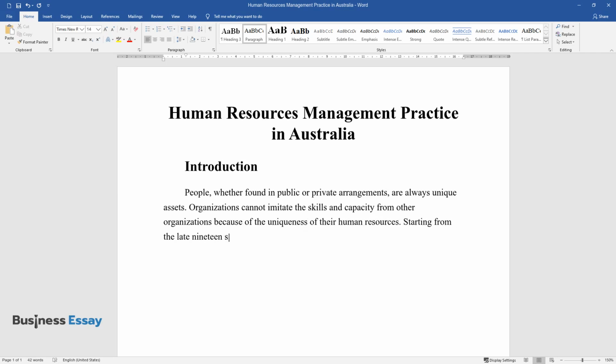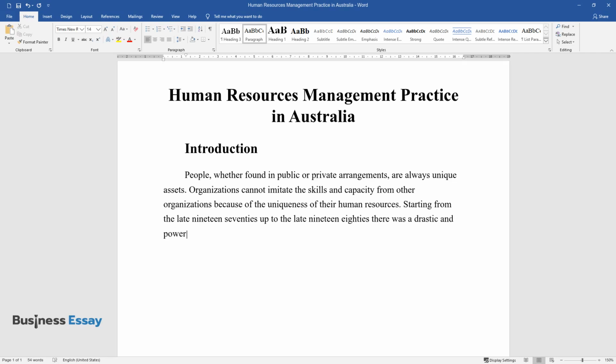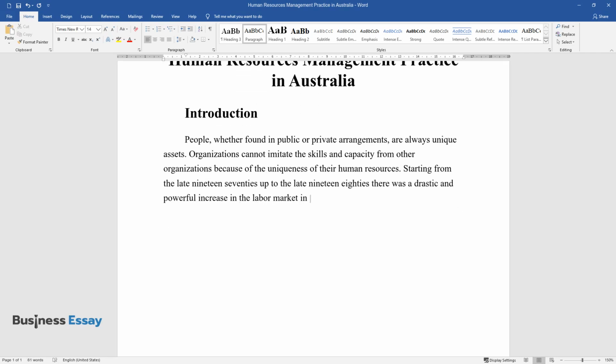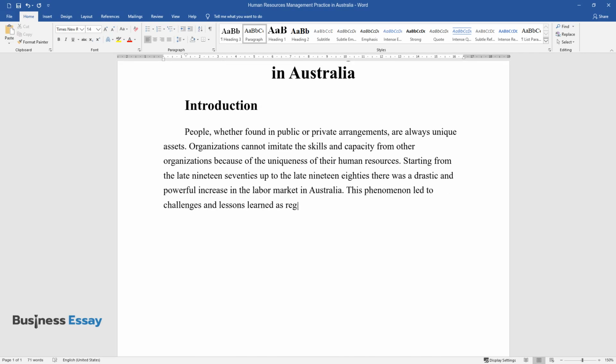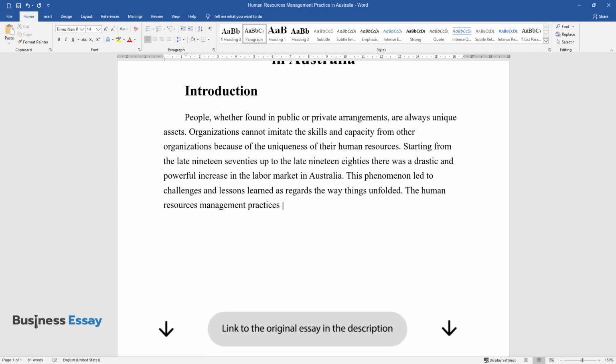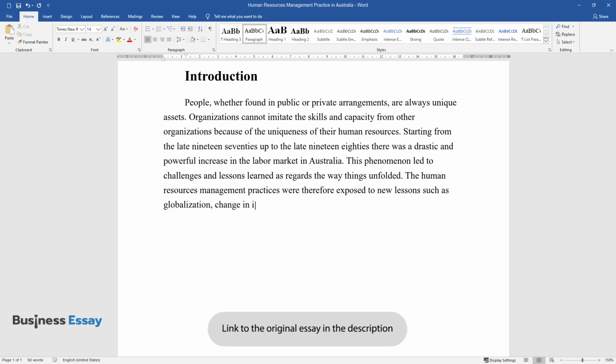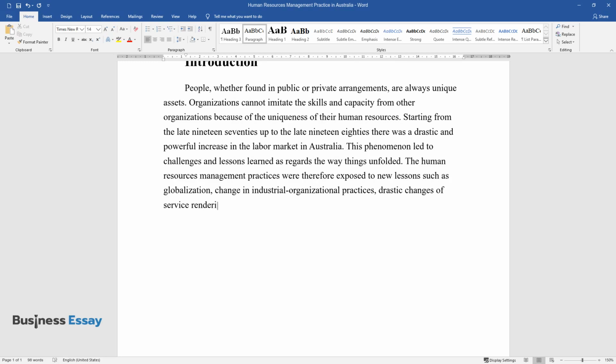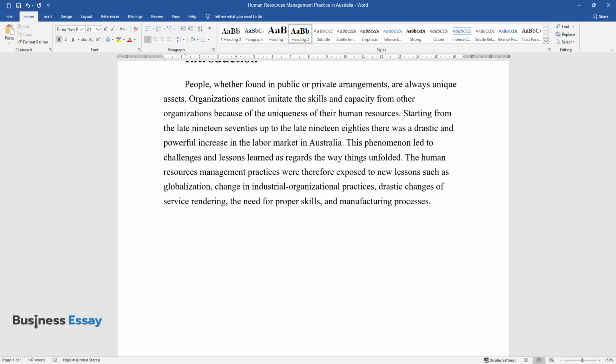Starting from the late 1970s up to the late 1980s, there was a drastic and powerful increase in the labor market in Australia. This phenomenon led to challenges and lessons learned as regards the way things unfolded. The human resources management practices were therefore exposed to new lessons such as globalization, change in industrial organizational practices, drastic changes of service rendering, the need for proper skills, and manufacturing processes.